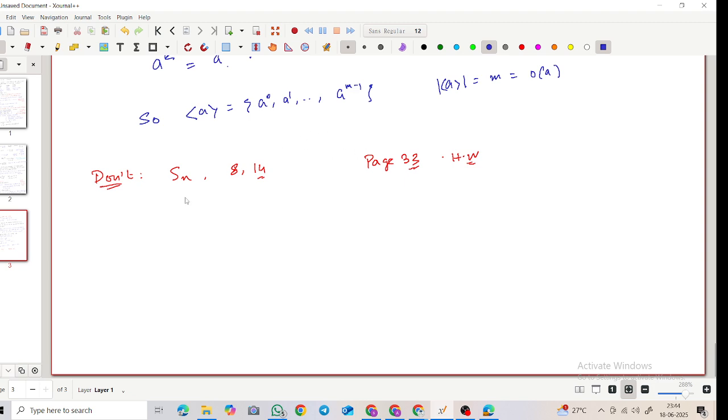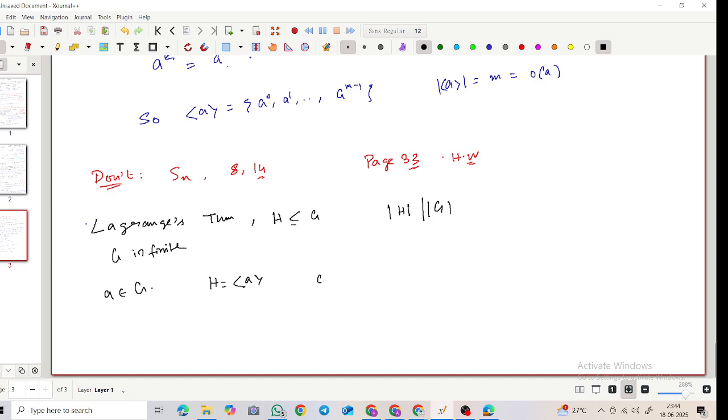Just one thing I need to tell you. You remember in the last class we proved Lagrange's theorem, right? So what was Lagrange's theorem? The order of a subgroup divides the order of the group. That if H is a subgroup of G, then the order of H divides the order of G, right? Of course, G is to be finite. So if a belongs to G, then the order of a is the order of the subgroup generated by a, and this is supposed to divide the order of the group G, right?